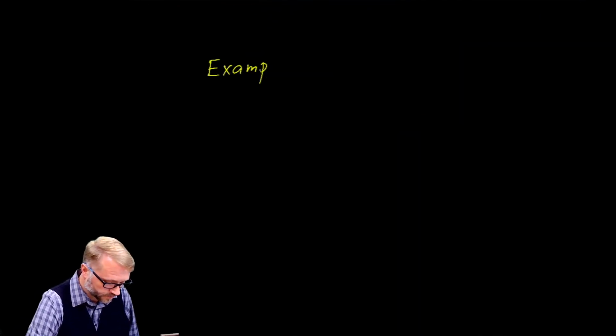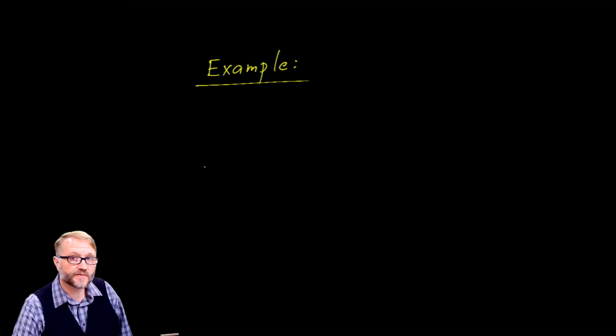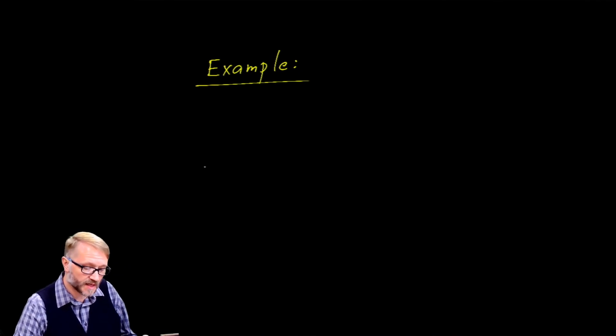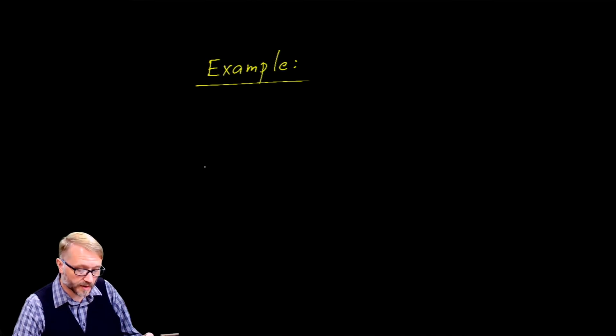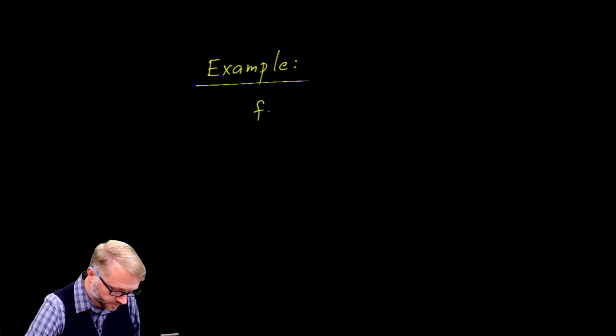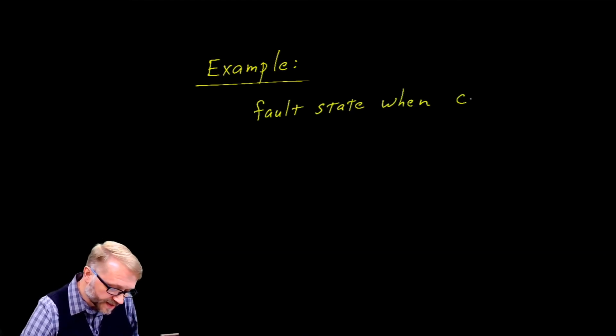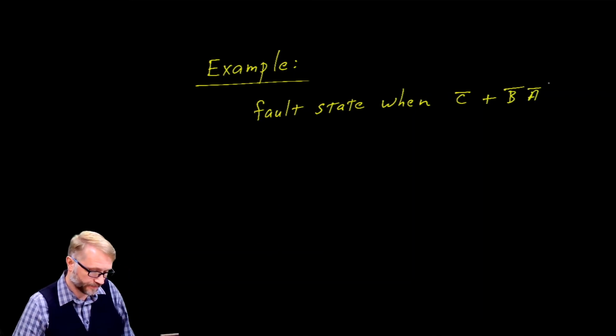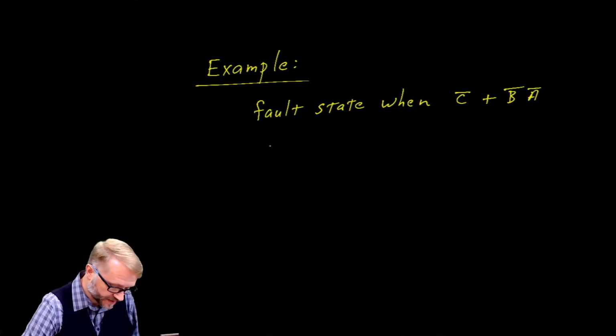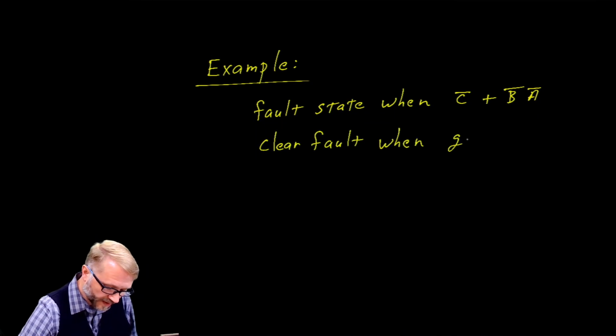Let's try another example. We want to enter a fault state when not C or the product of not B and not A. We said not C or the product of not B and not A. We want to clear the fault when reset is pressed. And we'll let that be a global Boolean.